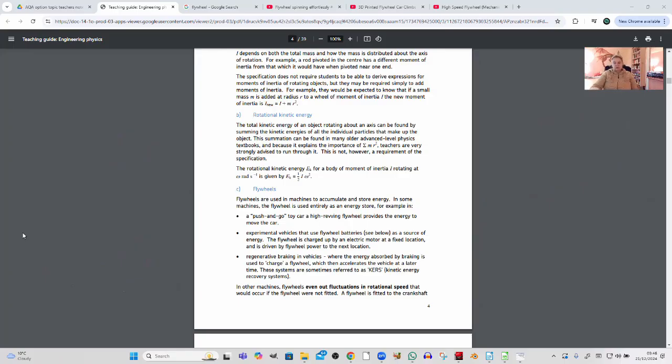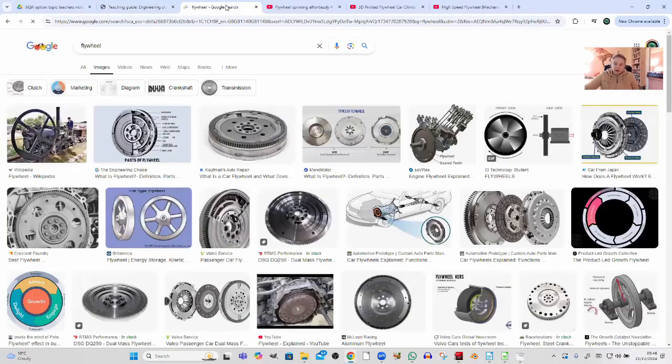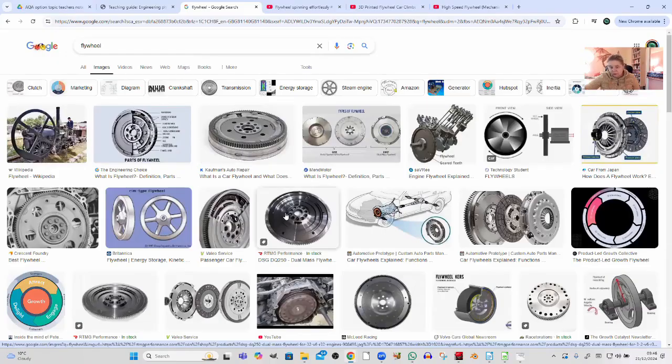And so a flywheel can do all sorts of things. I've pulled up one or two things about flywheels. Okay, so here are some examples of flywheels. All of these metal ones are flywheels in engines, normal engines. Can you see it's there?